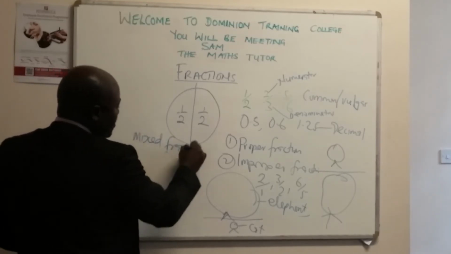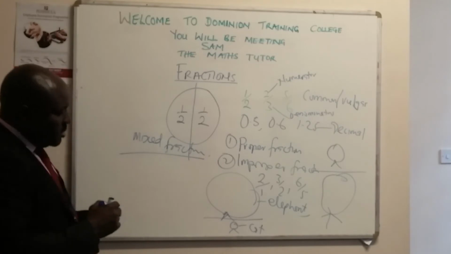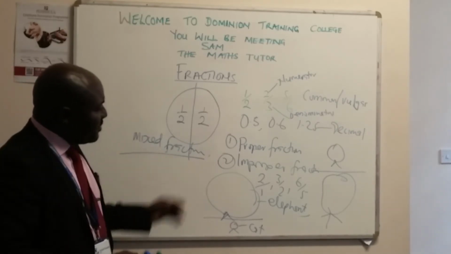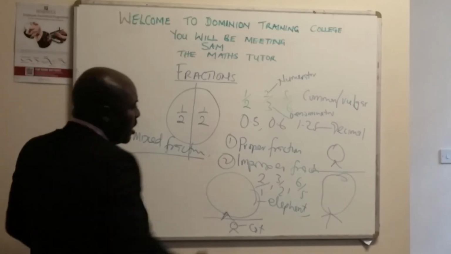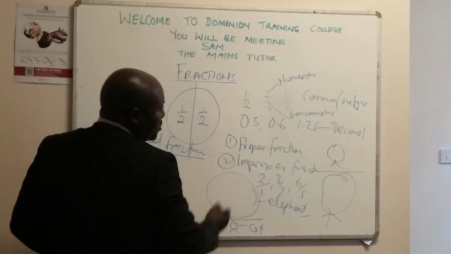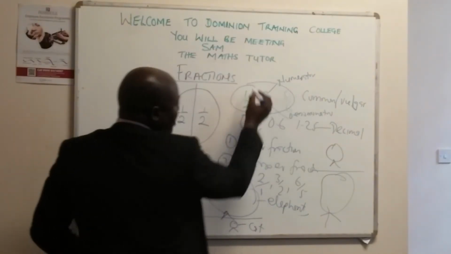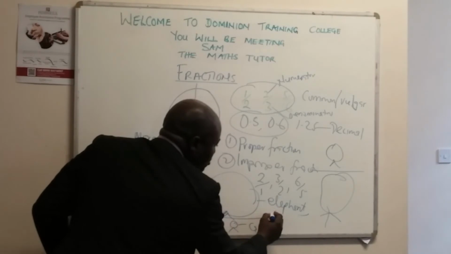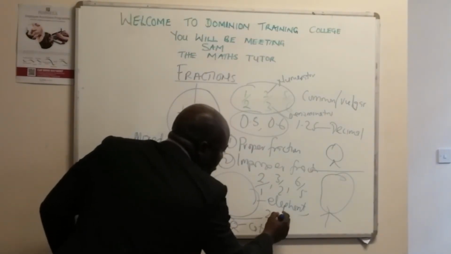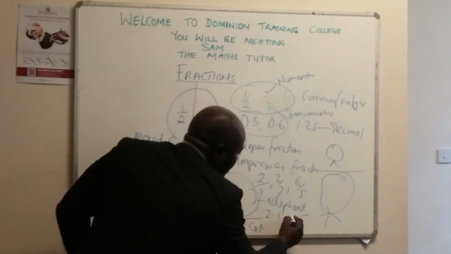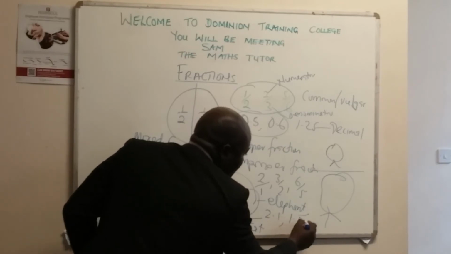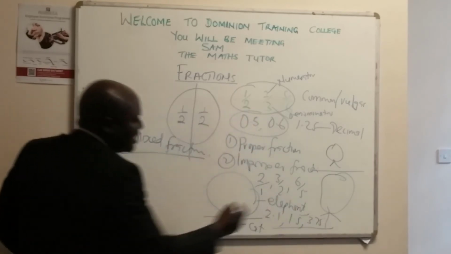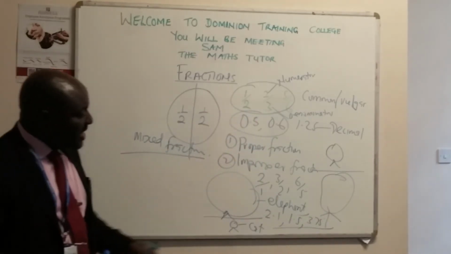Mixed fraction. In this case, you have both the combination of whole part and the fractional part. The proper fraction, this is common example and this is decimal example. For the improper fraction, the decimal example will be something like 2.1. You have 1.5. You have 3.75. All these are examples of improper fraction in decimal form.